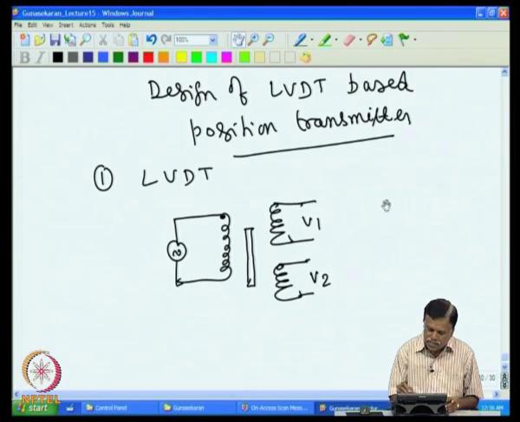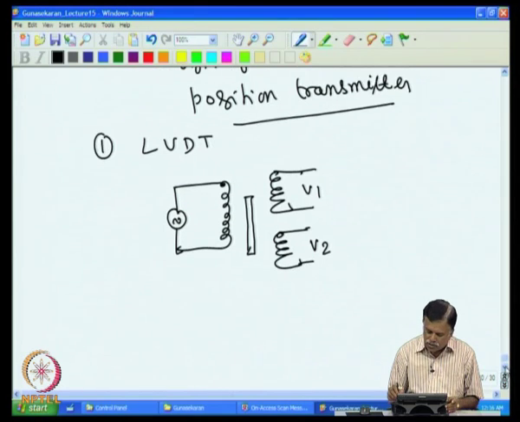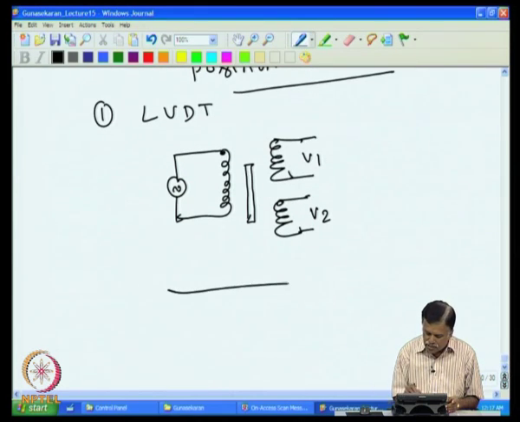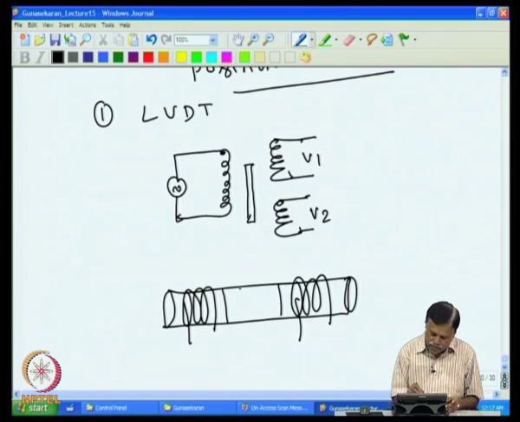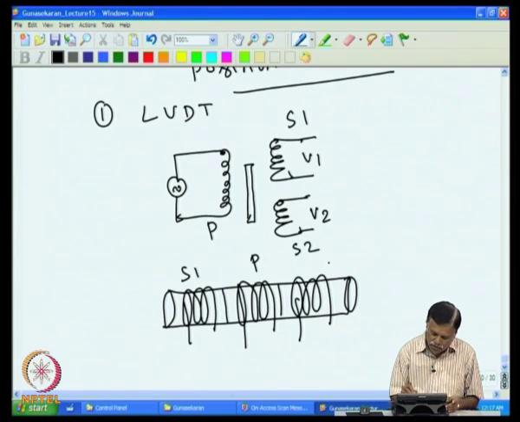So, if you want to realize this in 3 dimensions, it looks like this. Normally in an LVDT, a core and bobbin is there, and then you have 3 segments. In this one secondary is wound, and in this another secondary is wound, and the primary is wound in the middle. So, here it comes primary and then S1 and S2, two secondaries, and the core normally moves inside.